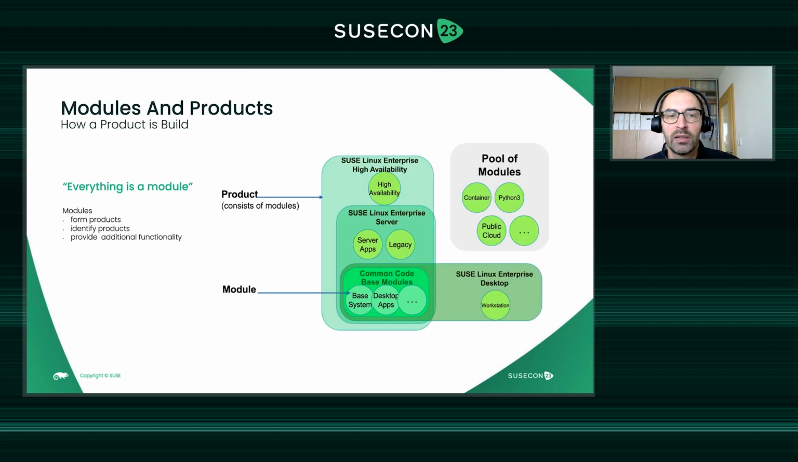Regarding the setup of the product, we implemented something we call module architecture. Every package or component is in a module. Some products consist of multiple modules, like SLES. In this picture, you see the common set of modules, like the base system and others. Then you have server-specific modules, and you can have product-specific modules like high availability and workstation extension with desktop stuff. On top of that there's a pool of modules which you can use with anything, like the containers module with container technologies.